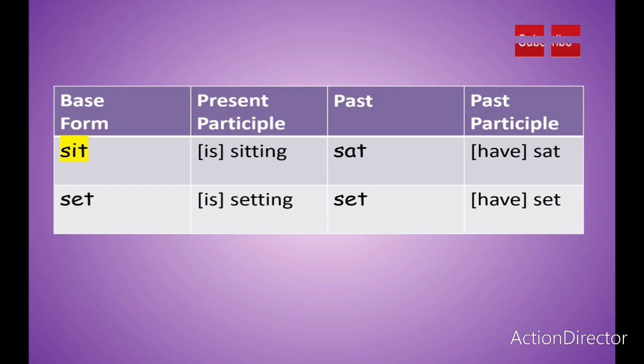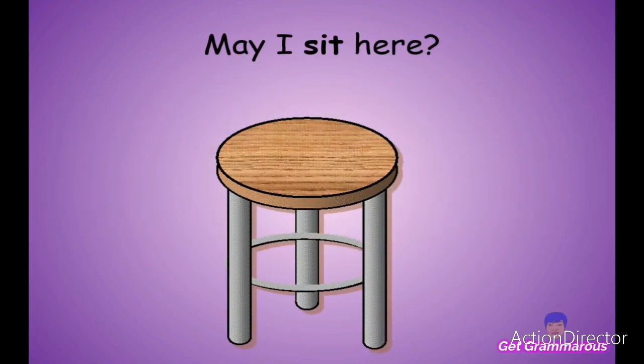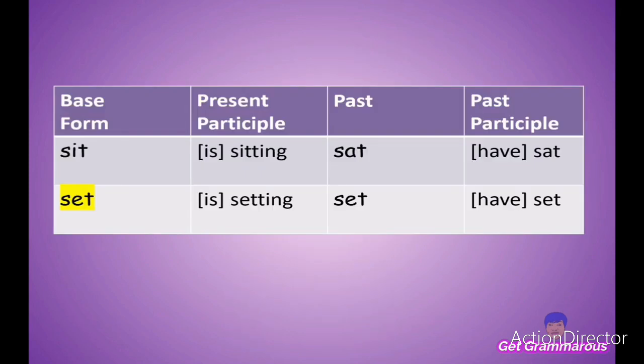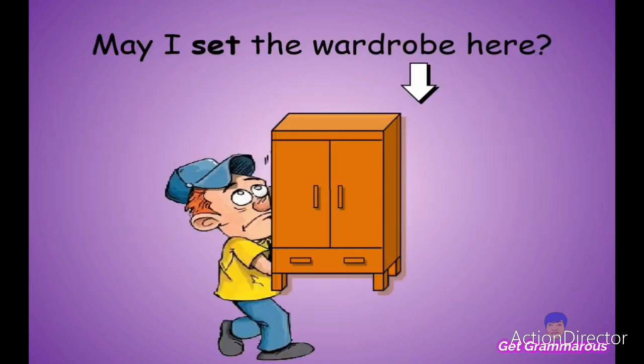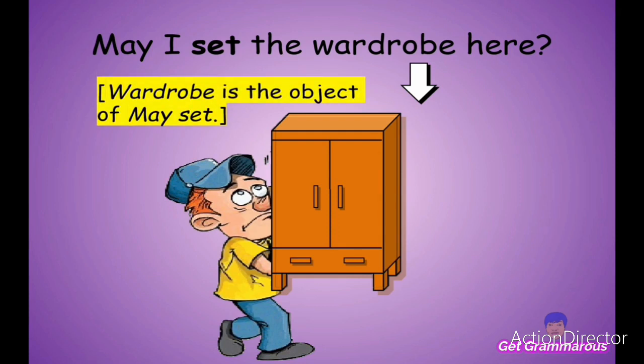For example, let's look at sit in a sentence. May I sit here? Sit has no object. The verb sit is not done to anything. The action is not received by anything. Let's look at set in a sentence. May I set the wardrobe here? Wardrobe is the object of may set. It's the thing that receives the action.